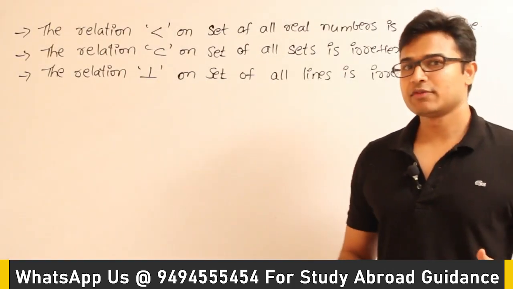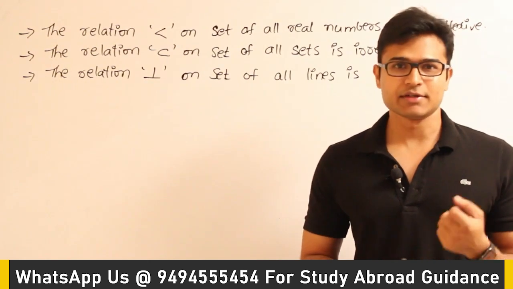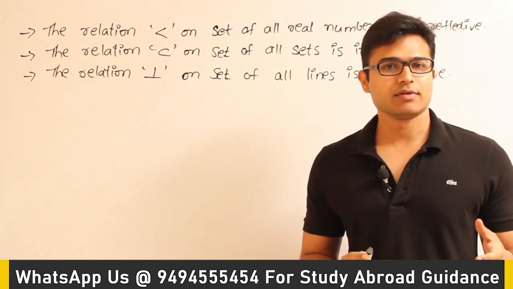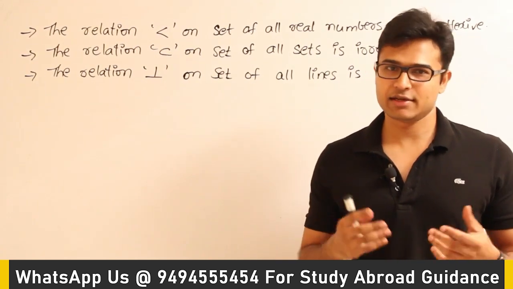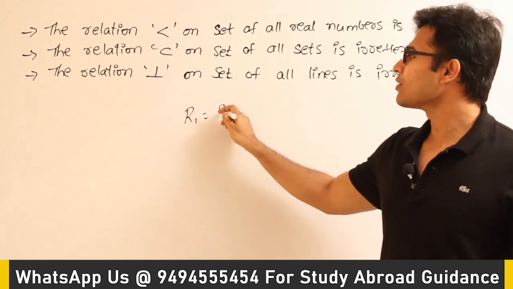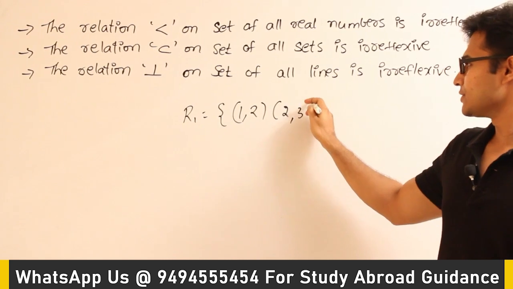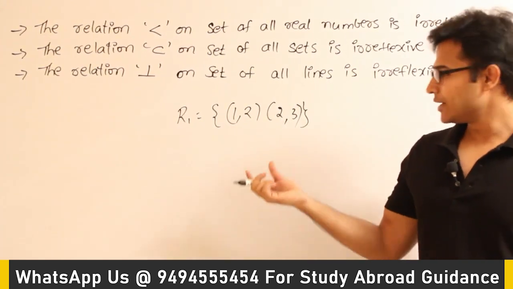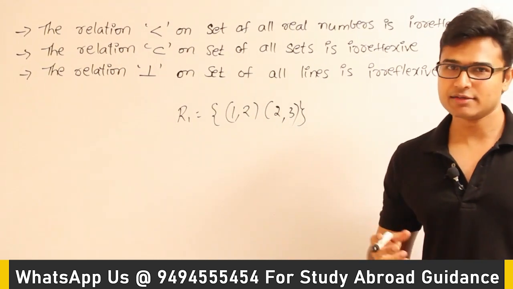Now some questions on irreflexive relations will be like this. They'll give you some relation and they'll ask you whether the relation is irreflexive or not. If it is directly visible, I mean if they enumerate the relation, then you can directly answer it. For example, let us say R1 equals {(1, 2), (2, 3)}. Is this relation irreflexive or not? Clearly there are no diagonal elements in this, therefore it is irreflexive. You can directly say it.